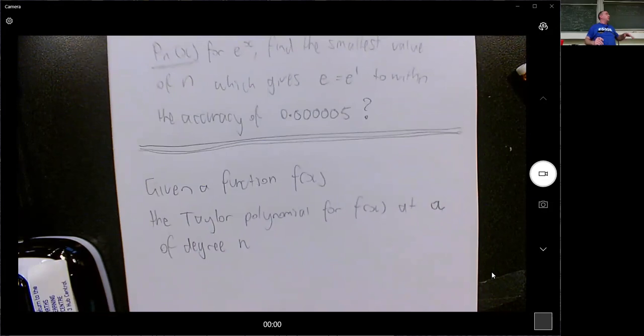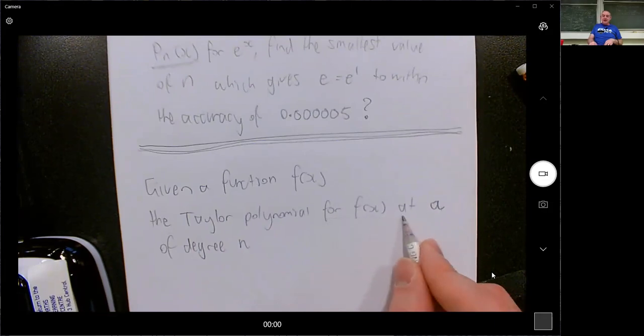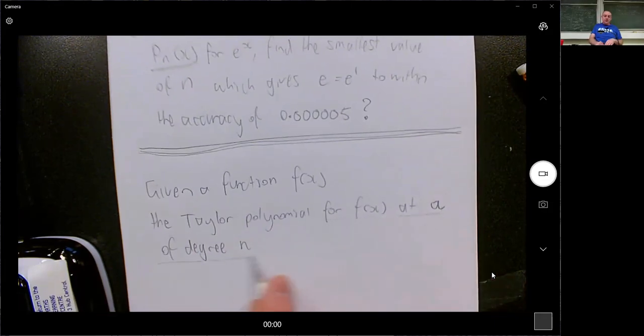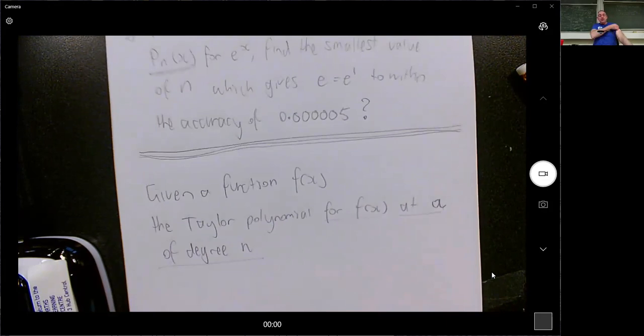Just before I even say what it is, you can see there are three prepositions here. It's for f of x at a particular spot of degree n. There are three descriptive things about the Taylor polynomial, and it doesn't really matter what order you say them in. You can say a Taylor polynomial of degree n for f of x at a, or a Taylor polynomial at a for f of x of degree n. As long as they say the right preposition with the right thing, it will work.